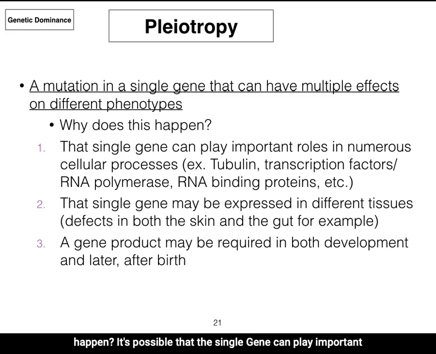1. A single gene can play important roles in numerous cellular processes, such as tubulin, transcription factors, RNA polymerase, RNA binding proteins, etc. 2. A single gene may be expressed in different tissues, which produces defects in both the skin and gut. And 3. A gene product may be required in early and late stages of development.